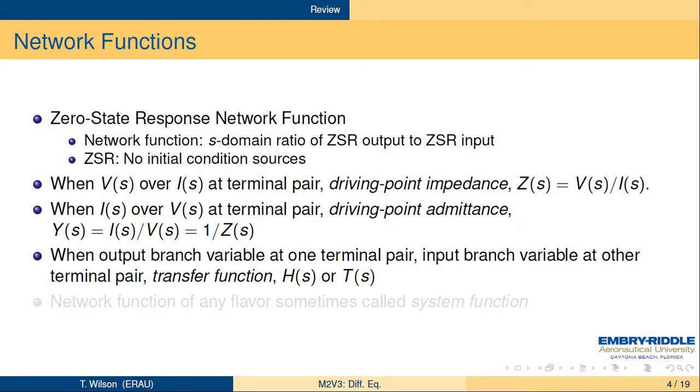When you have an output branch variable like voltage at one terminal pair and an input branch variable like voltage or current at another terminal pair, you have a transfer function denoted by H of s, or sometimes T of s in the book that we're using. Network functions of any flavor, whether it's an admittance, an impedance, or a transfer function, can sometimes be called a system function. That's a more abstract level where you're just looking at the signal processing usually.